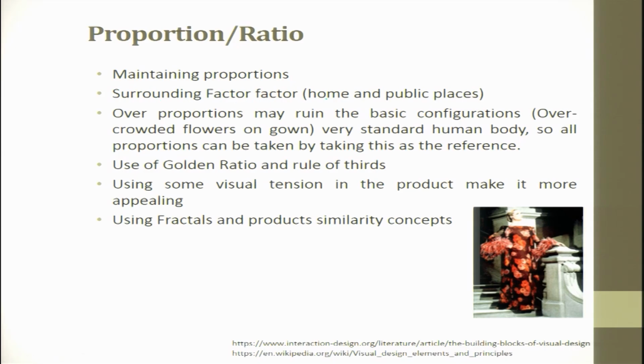Surrounding factors such as home and public place are there. So, overall proportion may ruin the basic configuration. The very standard human body can be taken as a reference for proportion. So, with this we try to take that as a reference and use it. We use the golden ratio which we discussed. Using visual tension in the product makes it more appealing. Using fractal design is also using proportions.